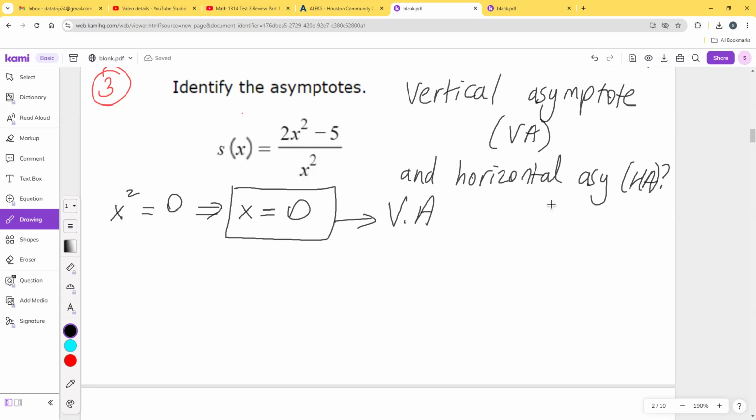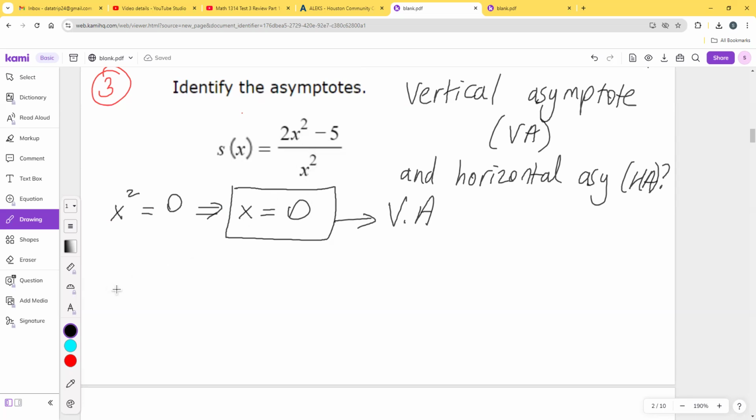Now, for horizontal asymptote, do I look at the top or do I look at the bottom? We have to look at both, right? So the top has a power of what? 2. The bottom has a power of 2, which means they are the same power, right?